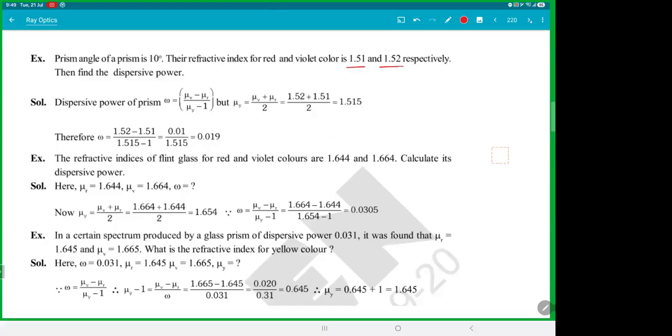In a certain spectrum produced by the glass prism, the dispersive power is given. So the omega is given. It is found that mu r is 1.645, mu violet is 1.665. Find the refractive index for the yellow color of the light. Now see, they're not taking average. They assumed it to be mu yellow minus 1 and they calculated mu yellow separately. So if nothing is given, you can take that as mu average. But just be careful, it is not necessary that the average of red and violet is yellow.